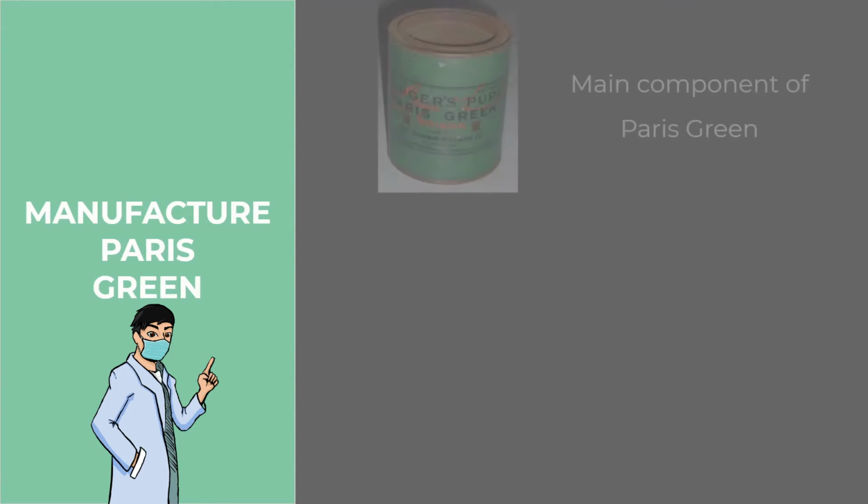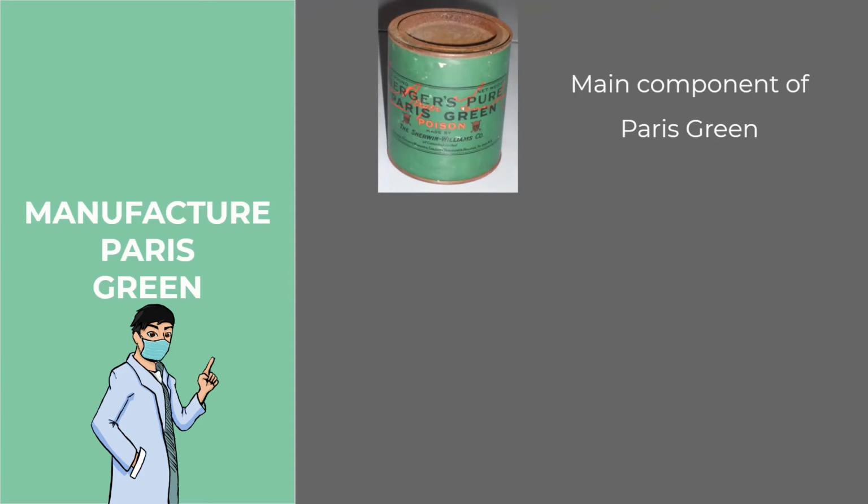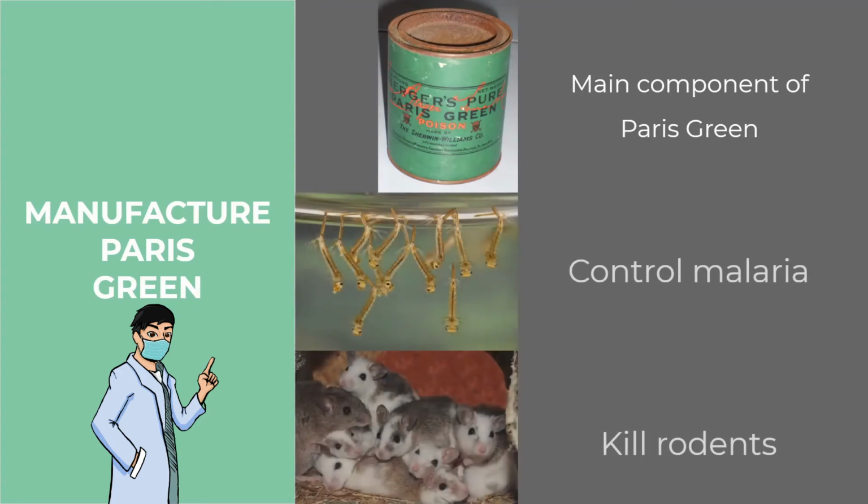Lastly, it is a main component to manufacture Paris green. Paris green is used to kill mosquito larvae and prevent malaria. It is also used to kill rodents.